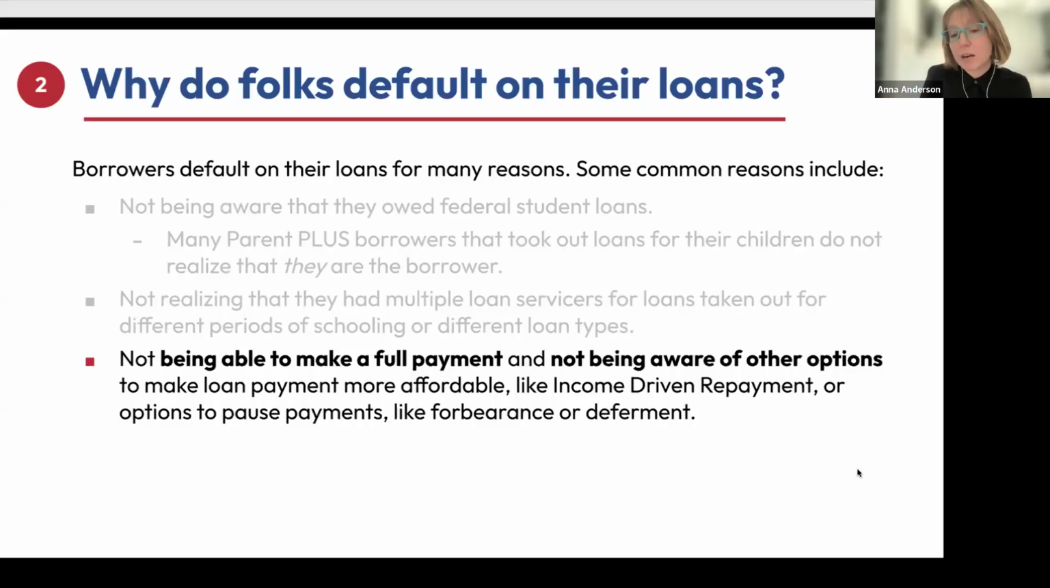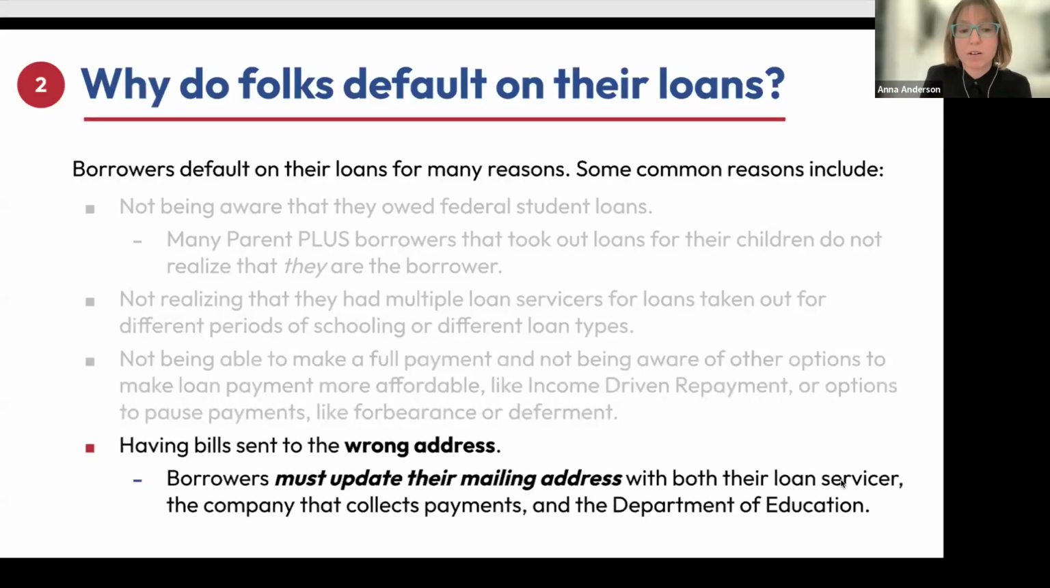So that is a very common reason why people fall behind on their student loans and may end up in default. Finally, we also see people who just don't have the right information with their loan servicer, and the loan servicer may be sending their bills to an old address, or to an old email address, and borrowers just aren't made aware of the fact that they have to make these payments.